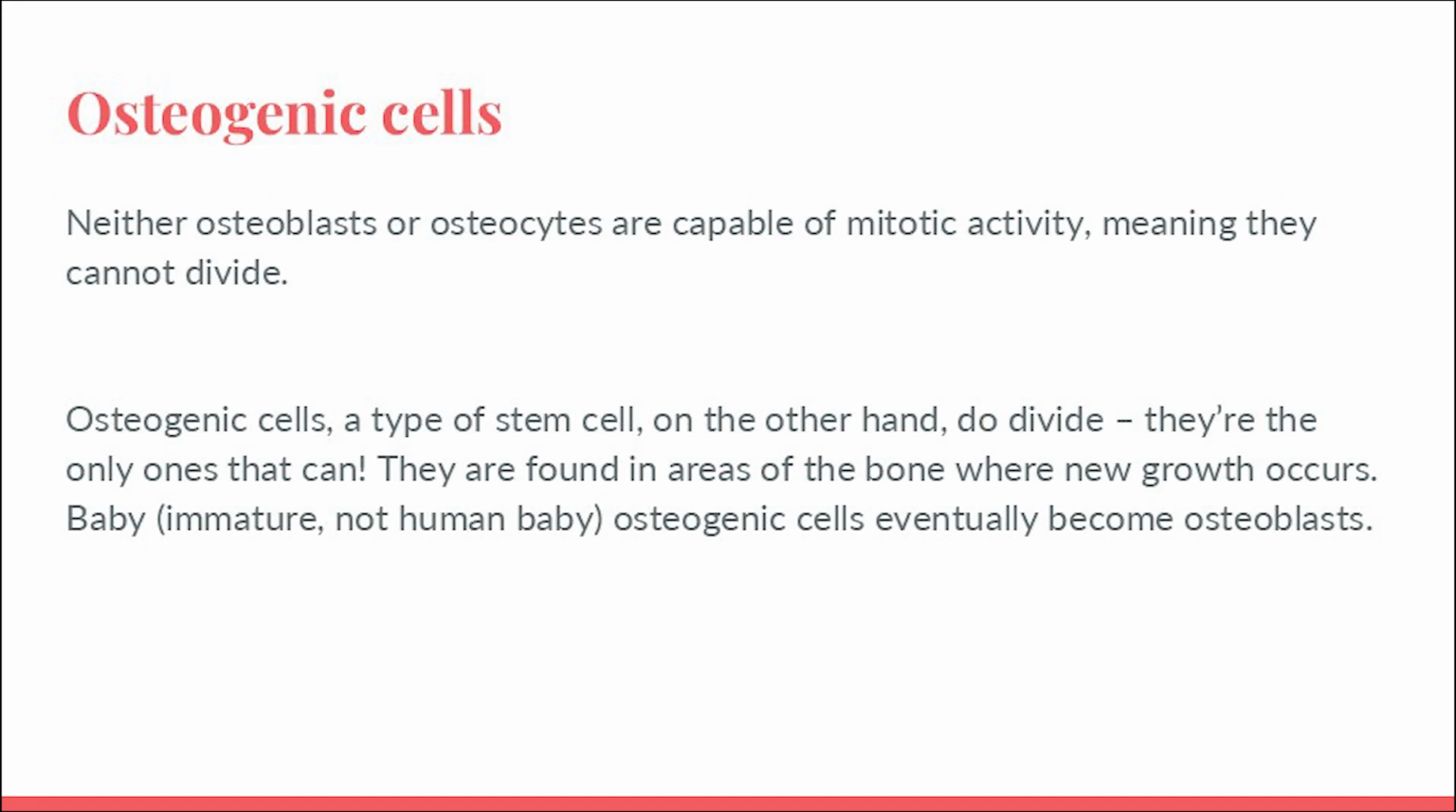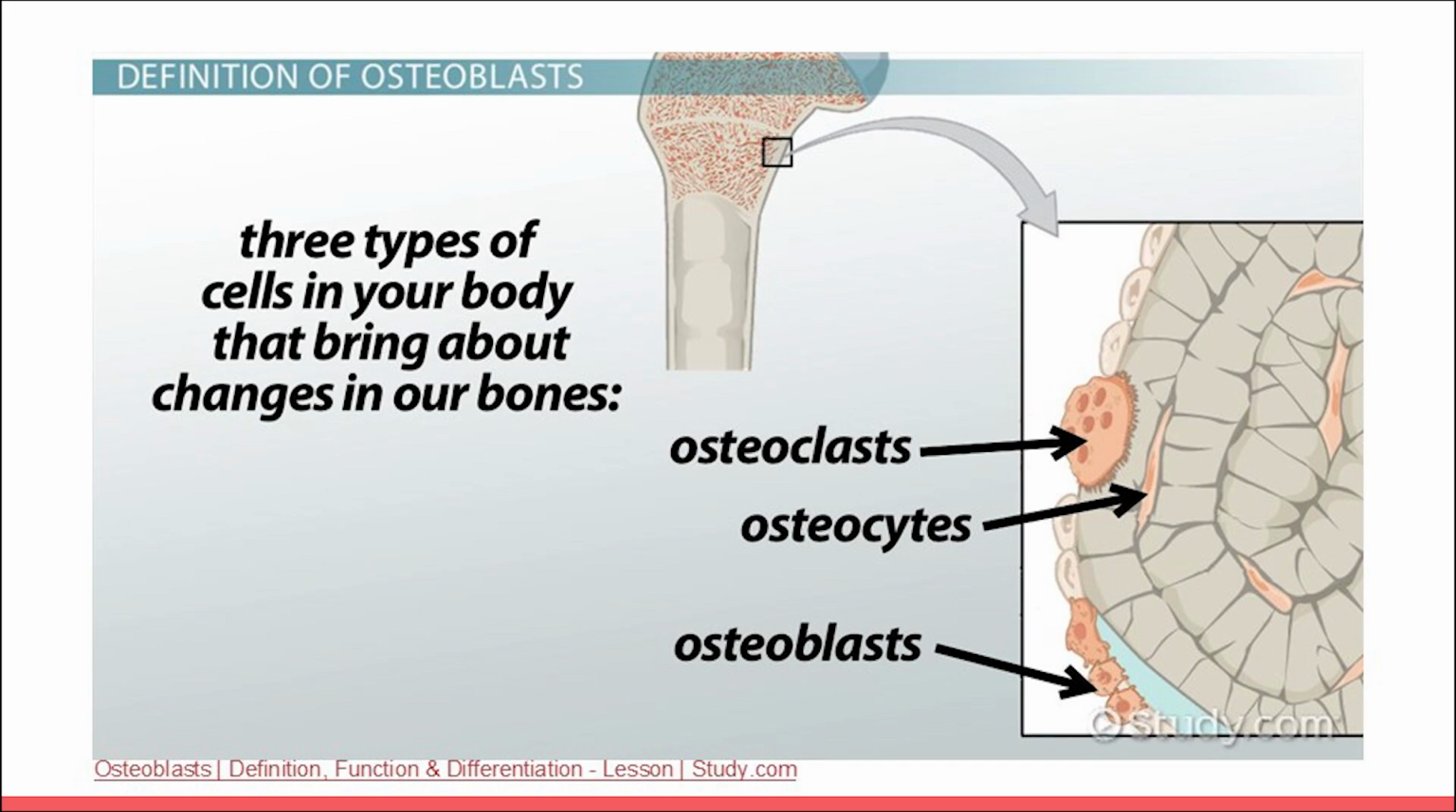Neither osteoblasts nor osteocytes are capable of mitotic activity, meaning they cannot divide. However, osteogenic cells, which are a type of stem cell, do divide. They're the only bone cell that is capable of mitotic activity. They are found in areas of the bone where new growth occurs, and osteogenic cells eventually become osteoblasts, and then the cycle begins. And here is one more example where you can see three types of cells in your body that bring about changes in our bones.